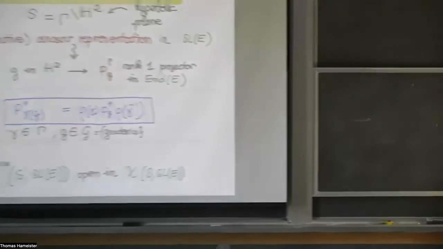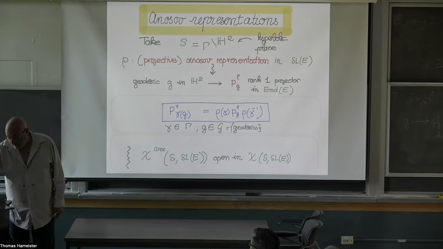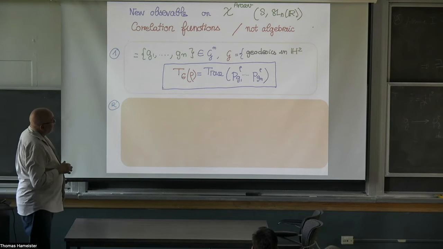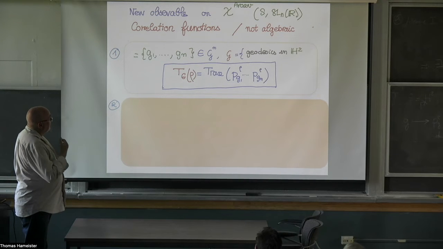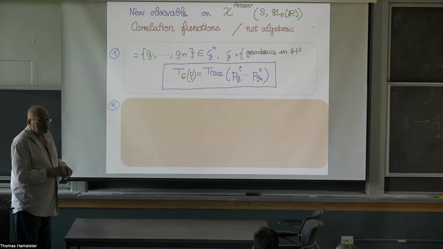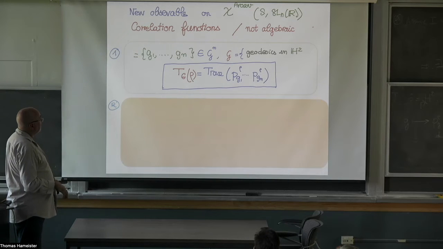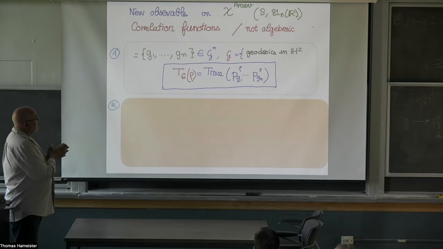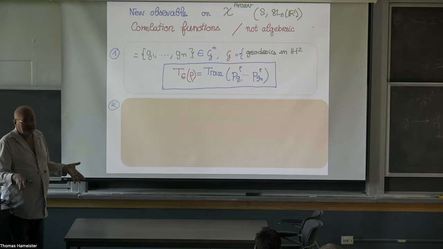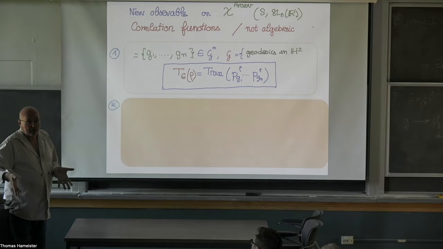Right. So now, for any geodesic, you have projectors. So here you can find new functions. There are length functions which are interesting, but I don't want to talk about them because they're too complicated to define. But what you can do is imagine you have a configuration of geodesics, G1 to Gn, and you can take the trace of the product of these projectors.